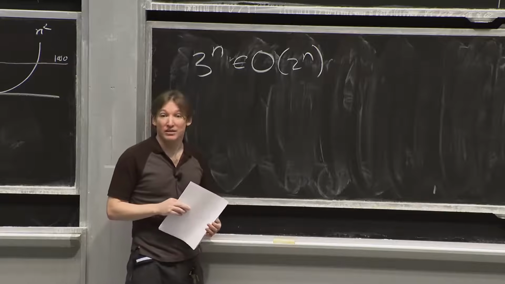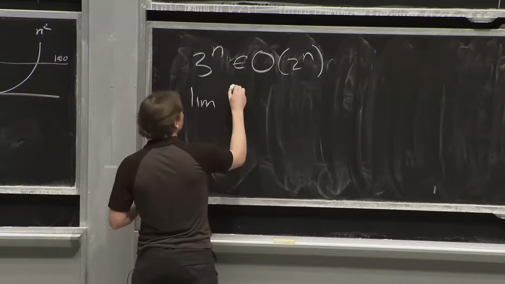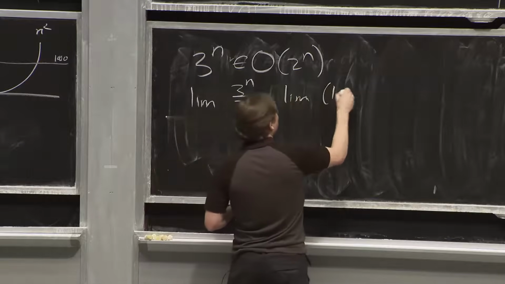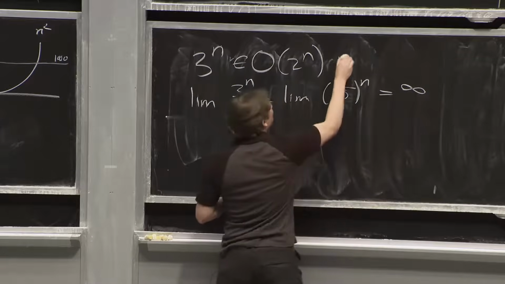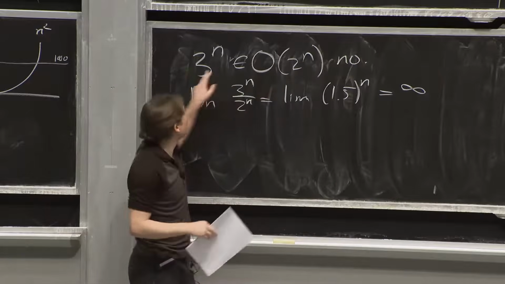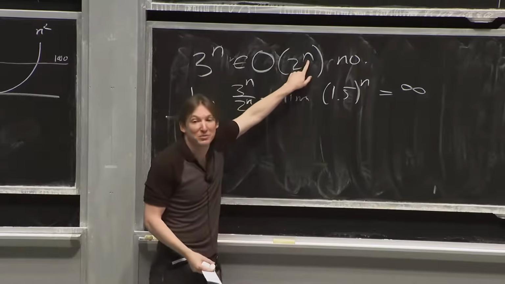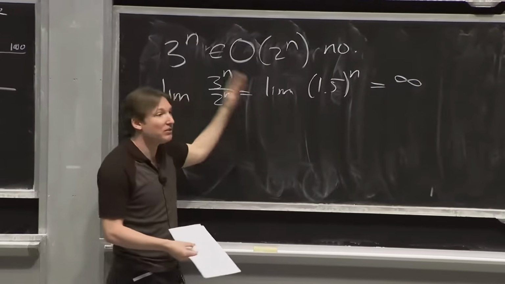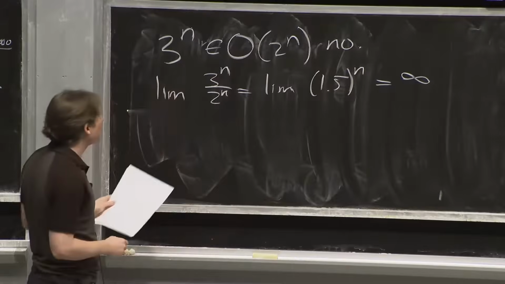And this time it's not, because we can try our limit test. The limit of f over g, that's 3 to the n over 2 to the n. That's the limit of 1.5 to the n, which is infinity. So the answer is no. Changing this 2 to a 3 isn't changing by a constant factor. It's changing by a constant factor n times. And that n gets bigger and bigger, so the difference between the two sides gets bigger and bigger. So this is a no.